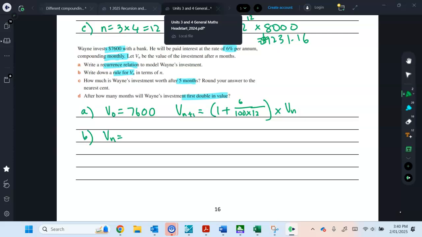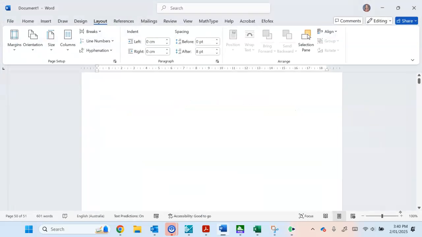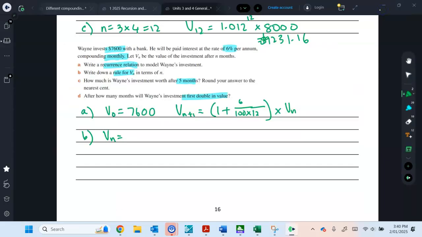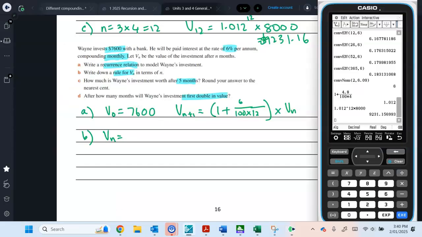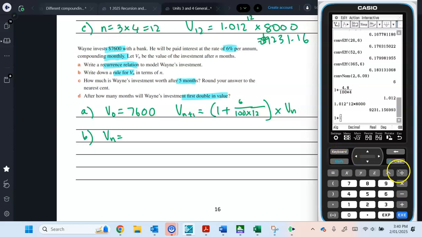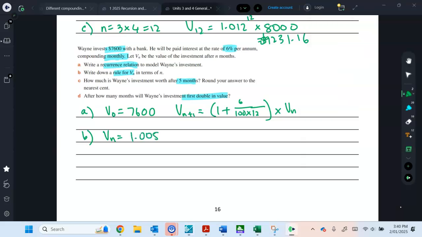Okay, so I have to do the common ratio anyway. All right, so 1 plus 6 over 100 times 12. All right, so 1.005 to the power of n times V0, which I was about to write, times 7,600.